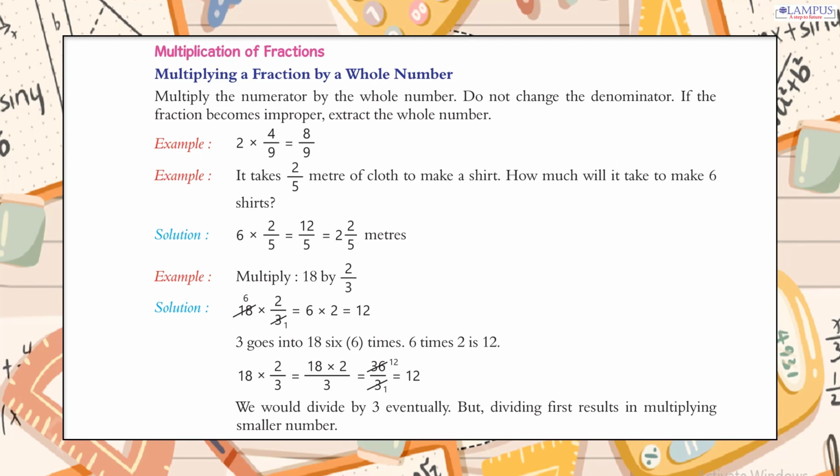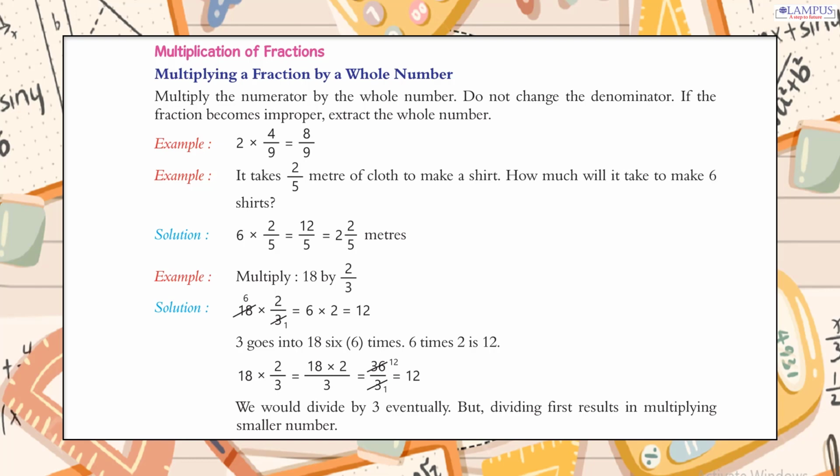Multiplication of fractions. Multiplying a fraction by a whole number. Multiply the numerator by the whole number. Do not change the denominator. If the fraction becomes improper, extract the whole number.